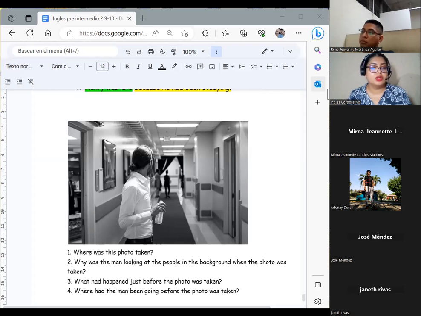We can use contractions, podemos utilizar contracciones también con el will, of course. I will, lo contractamos a I'll. La I apóstrofe LL, I'll.